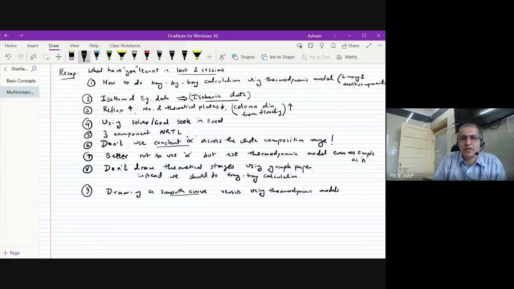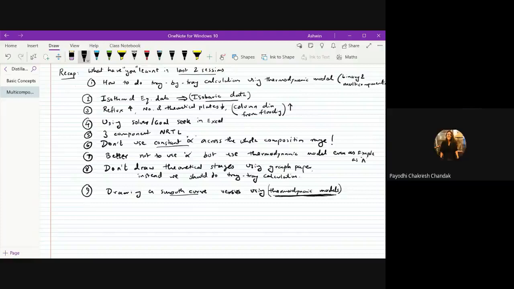A smooth curve may look better, it may go through all the points. A thermodynamic model may look bad, it may not go through all the points, but it is more realistic, it is able to predict, whereas with a smooth curve you will not be able to predict. Remember, for the case that we showed, the smooth curve did not show an azeotrope, whereas the thermodynamic model showed an azeotrope, and in reality there is an azeotrope for that particular system. It is propanol and water. Is that what you meant? Okay.